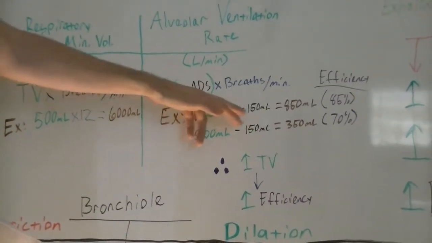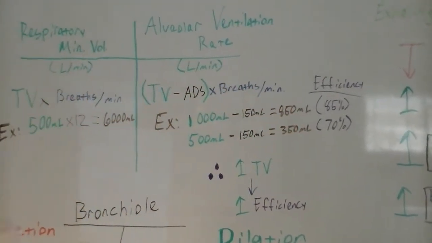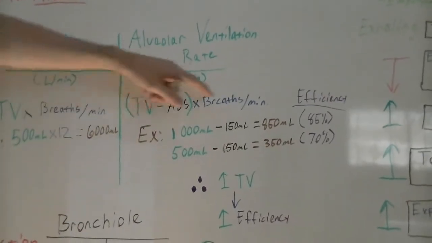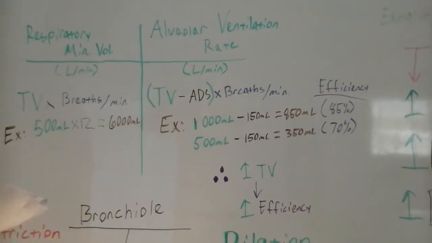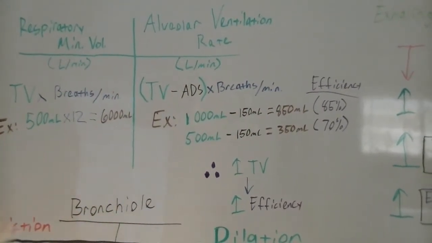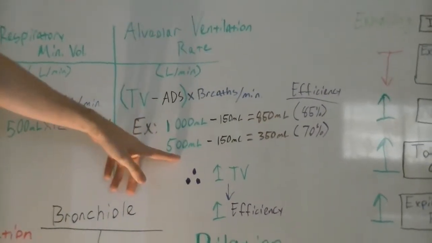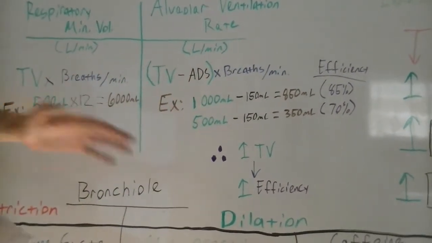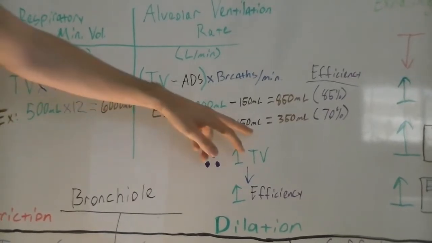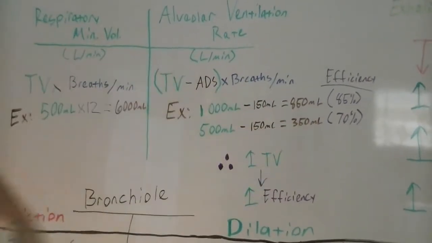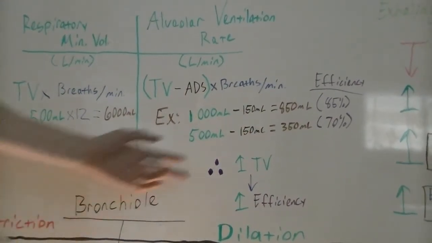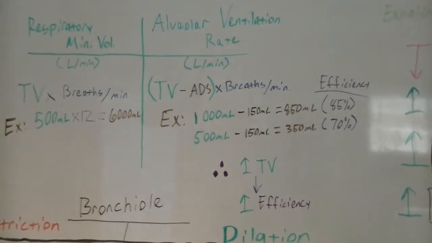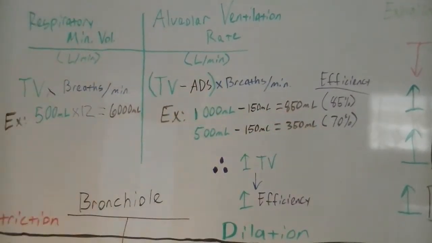Okay? So you take 1,000 minus 150, you get 850 ml. So you got about an 85% efficiency rate. Now let's say your tidal volume was lower, if it was 500 mL, your anatomical dead space is not going to change. So it's 500 mL minus 150, you get 350 mL. Now if you compare that to your tidal volume, you're only at 70%.